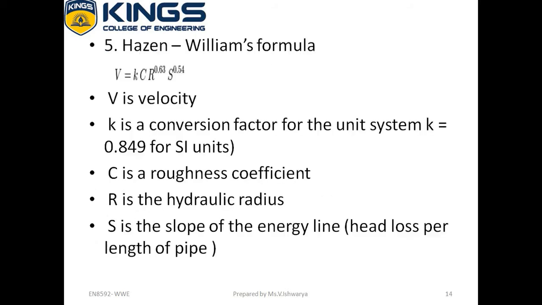The fifth formula is the Hazen-Williams formula. Here we are going to find the velocity using the formula V is equal to K C into R power 0.63 into S power 0.54. Here V is velocity in meters per second, K is the conversion factor, C is the roughness coefficient, R is the hydraulic radius, and finally S is the slope of the energy line.